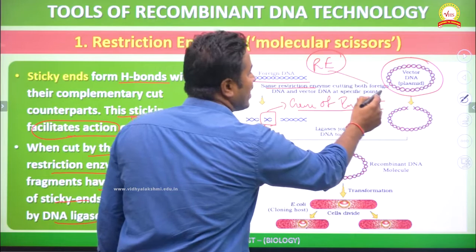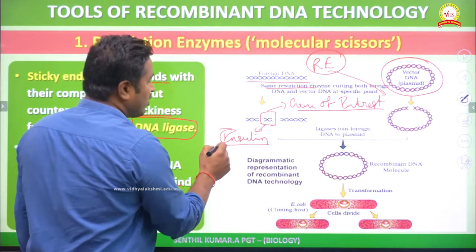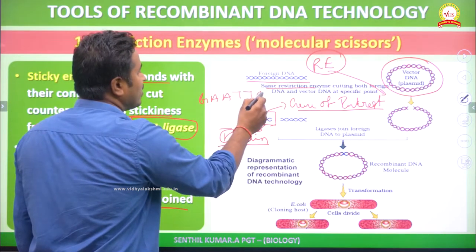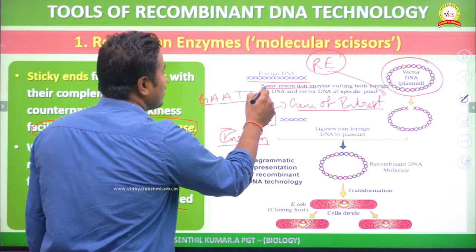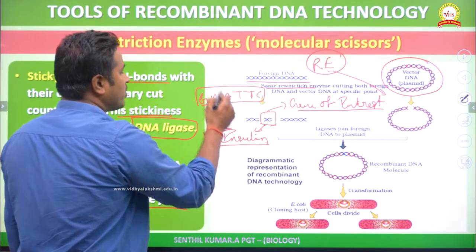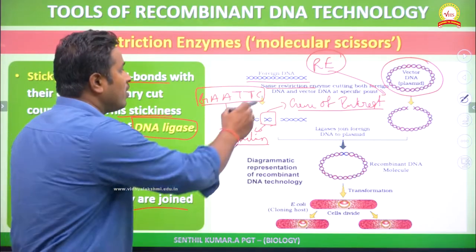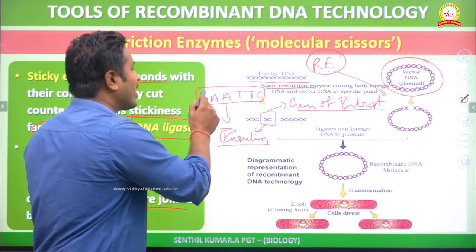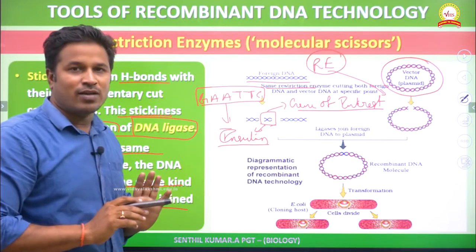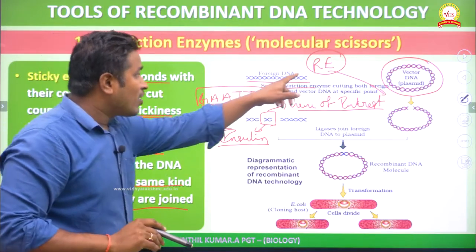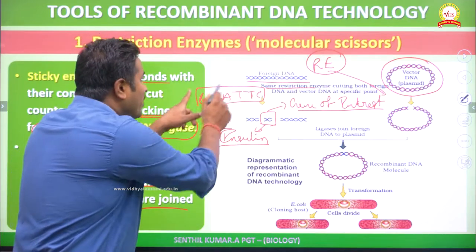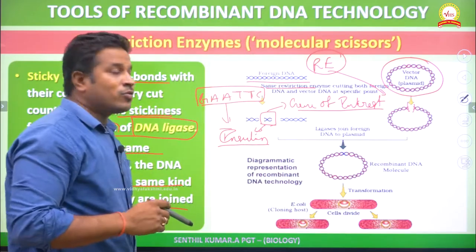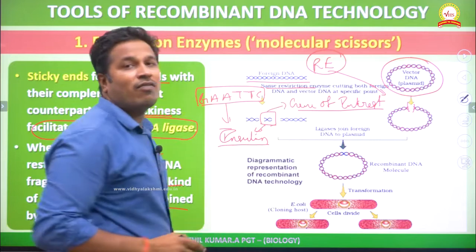Because of using the same restriction endonuclease, suppose for insulin GAATTC, for example I am saying, this is the sequence which is responsible for the expression of insulin. The restriction enzyme is also designed in such a way that it recognizes this particular sequence and cuts that. This is the scenario. Because of using the same restriction enzyme, the same kind of base pair it will identify and cut. So then we are able to insert our gene of interest into the plasmid.